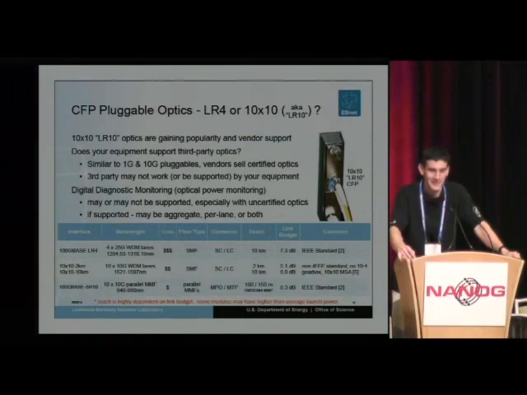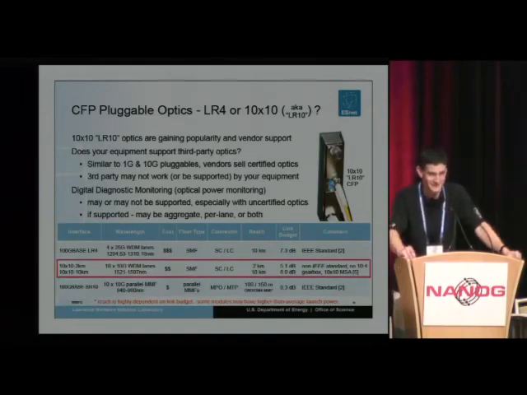So on to pluggables. At one point in our deployment, we were faced with the decision of whether to go with LR4s or what's called 10 by 10. 10 by 10 are gaining popularity and vendor support. We were unsure if this was actually going to work out for us, but what we eventually decided to go with was the 10 by 10 that I have highlighted in the middle. I'm sure you can probably guess one of the major factors: the $2 signs compared to the $3 signs.